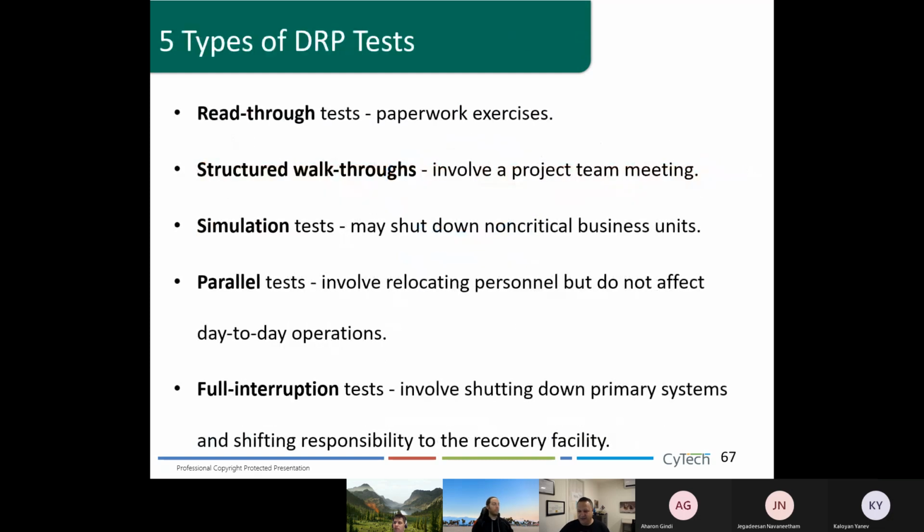All right. Let's talk about disaster recovery testing techniques. So we wrote a disaster recovery plan, and we have a plan in place. We want to test it. We want to make sure that it actually works. So we have five ways to test our disaster recovery plan.